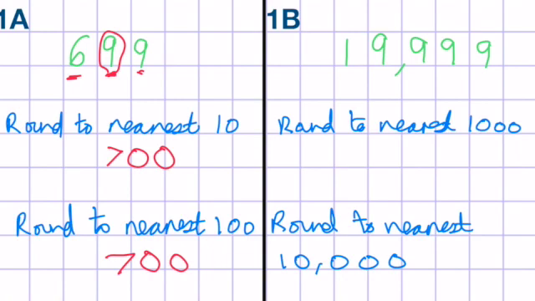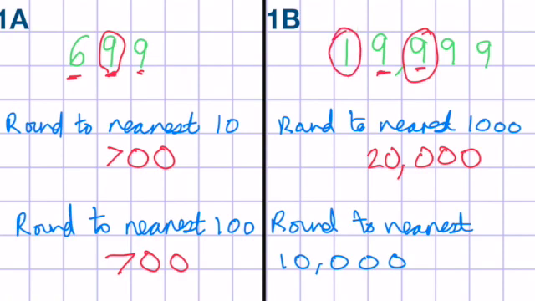For 19,999 to the nearest 1,000, we have a 9 in the thousands column, and also this digit here to the right is above 5, so we're going to round up. So the nearest 1,000 is going to be 20,000. The nearest 10,000, so we look at this digit, it's a 1. We look to the thousands, that's 9, so we're going to round up. So again, the same answer, 20,000.